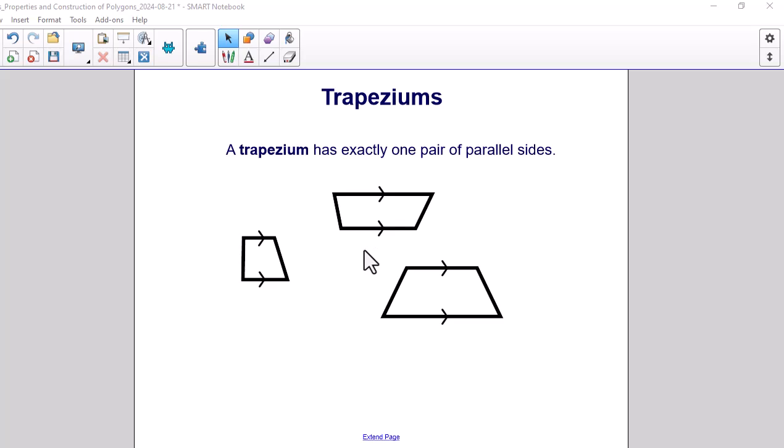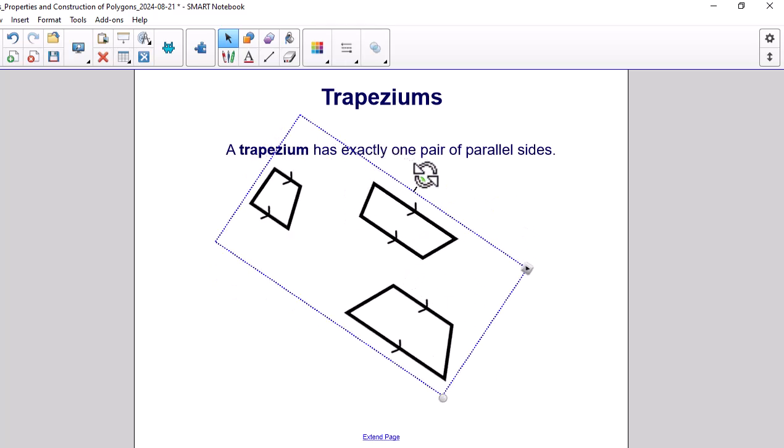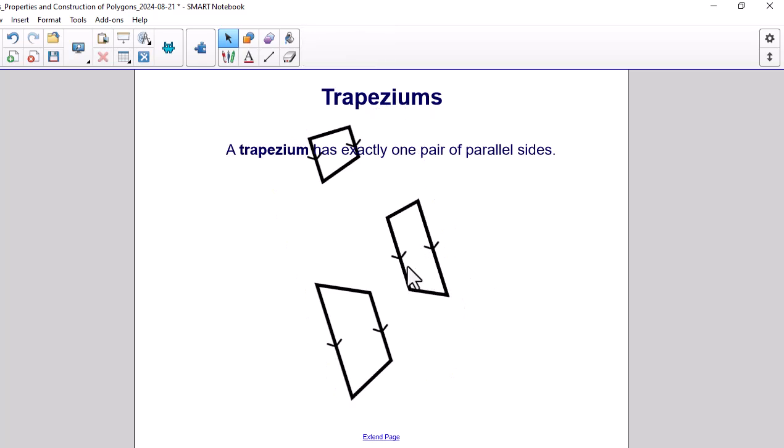Looking at the other two examples, we can say exactly the same thing. The arrows indicate that the top and bottom are parallel, and since the top line and bottom line are a pair, this has exactly one pair of parallel sides. Therefore, this meets the definition of a trapezium. Furthermore, this shape here, or any of these shapes, seem to indicate that only the top and bottom are parallel. However, if I rotate these objects around, they still contain one pair of parallel sides. Therefore, they still meet the definition of a trapezium.